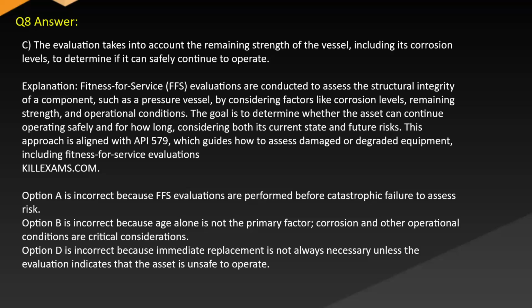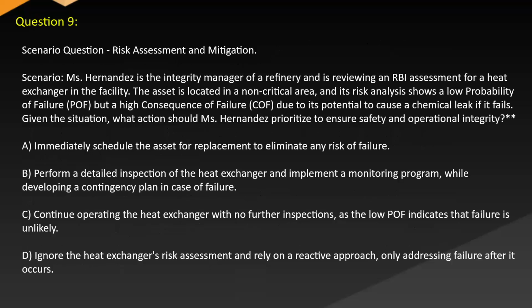CalExams.com. Option A is incorrect because FFS evaluations are performed before catastrophic failure to assess risk. Option B is incorrect because age alone is not the primary factor. Corrosion and other operational conditions are critical considerations. Option D is incorrect because immediate replacement is not always necessary unless the evaluation indicates that the asset is unsafe to operate. Question 9. Scenario question.